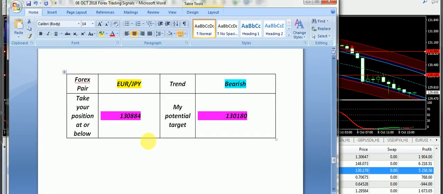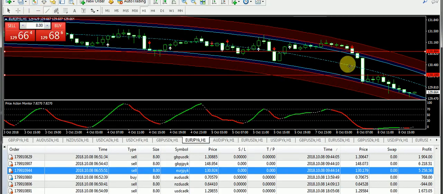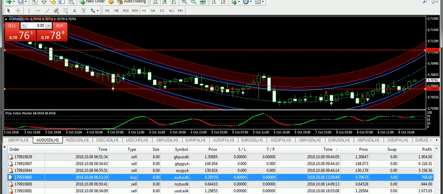Okay, next I'm going to talk about the Euro JPY. Our downward trend was supplied from 130884, and the target price was 130180. And guys, the big drop is here on the screen. You can see we have a big drop on Euro JPY. Right from the entry it was closed below, and there was a chance to take the trade, and you can see that it has massively gone down with no problems. And if you have traded this one, then you must have earned a very good profit by trading the pair.